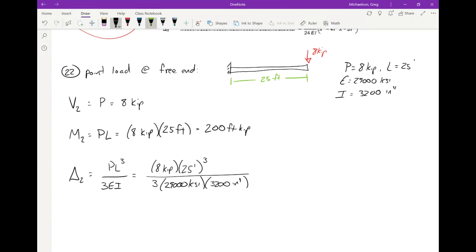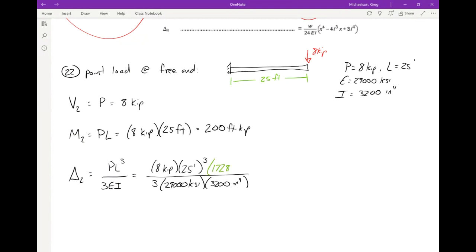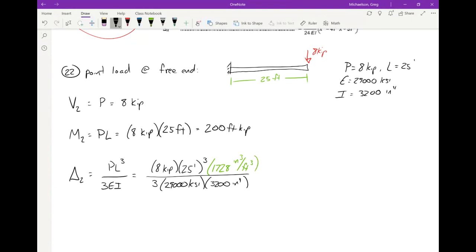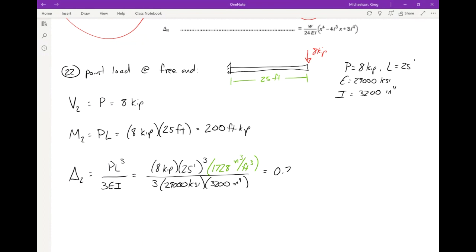And last, don't forget your conversion factor. Your conversion factor is always 1728, regardless of if you're dealing with point loads or distributed loads, because the deflection units come out the same. And so when you chug that out, you should get 0.776 inches.